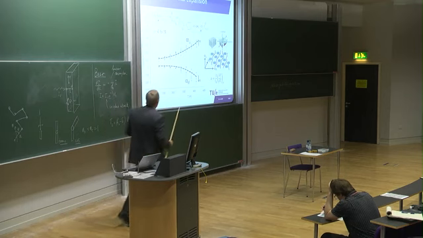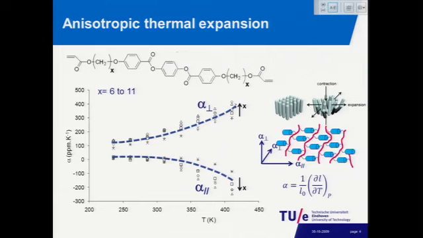To demonstrate, as a first demonstration, that the ideas that you have been shown this morning are true, that is, a change in order results in a change of dimensions, we just did a simple thermal expansion coefficient measurement. Normally if you measure the thermal expansion of a polymer material, you have to deal with a glass transition.